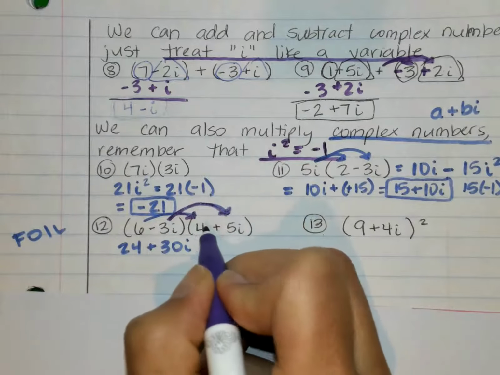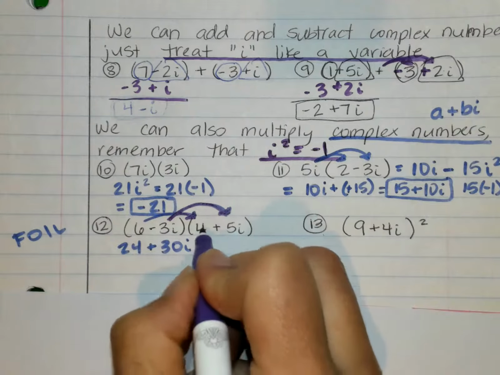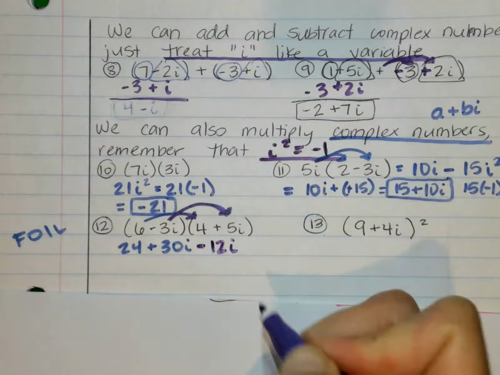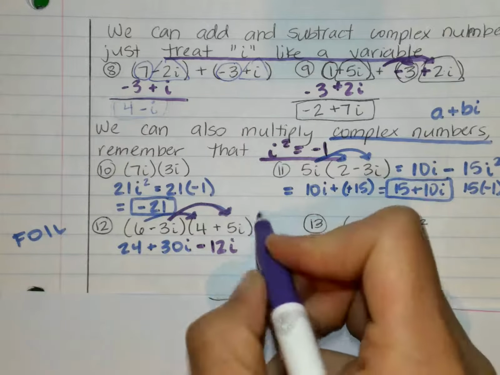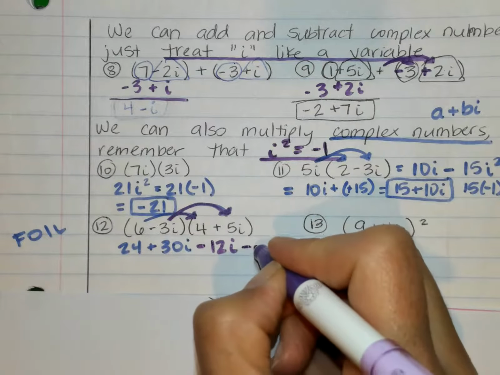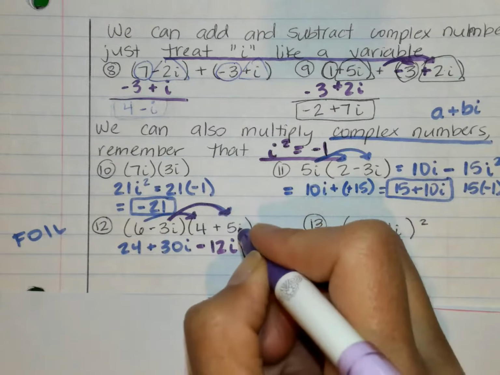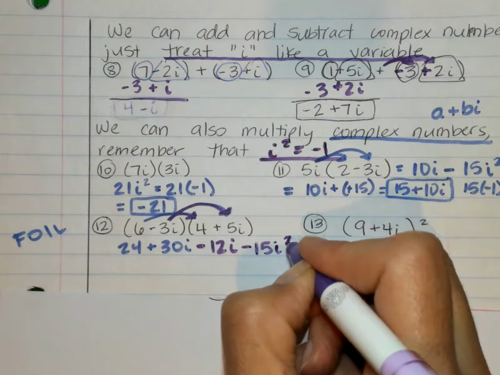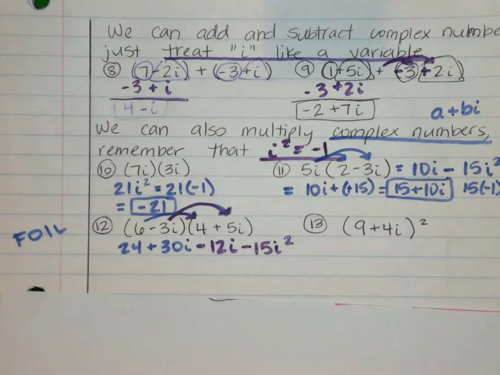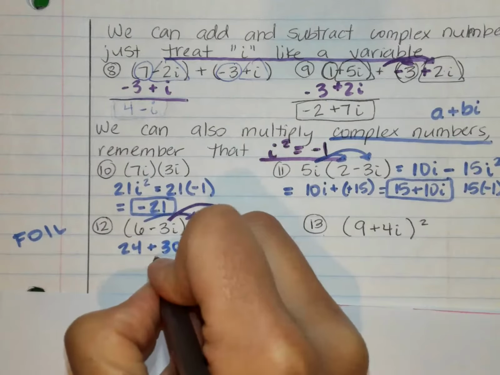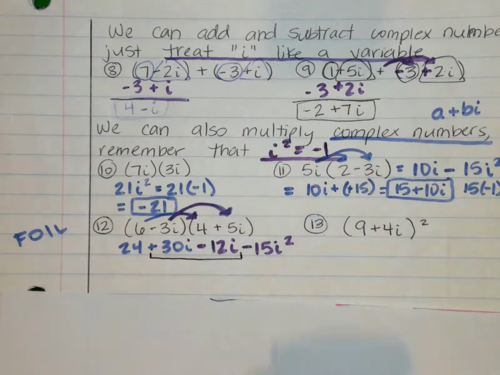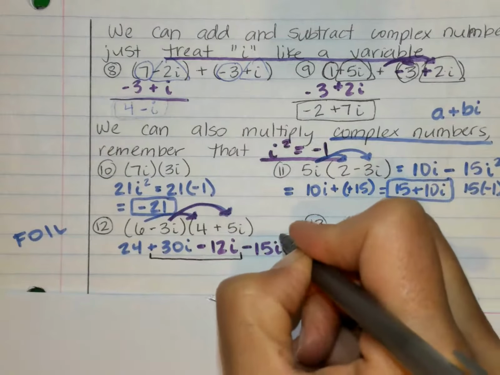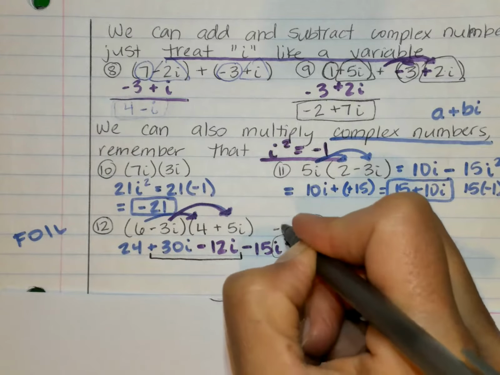So negative 3i times 4 is minus 3 times 4 is 12, and the i is still there. And then we've got negative 3i times positive 5i. So negative 3 times 5 is minus 15. i times i is i squared. And we can't leave our answer like that. We have to simplify, combine like terms. So you do have these two like terms in the middle, the imaginary numbers, you just combine them. And then remember that the i squared is equal to negative 1.